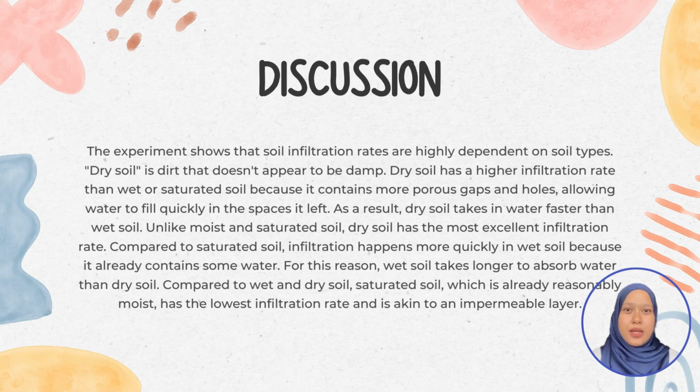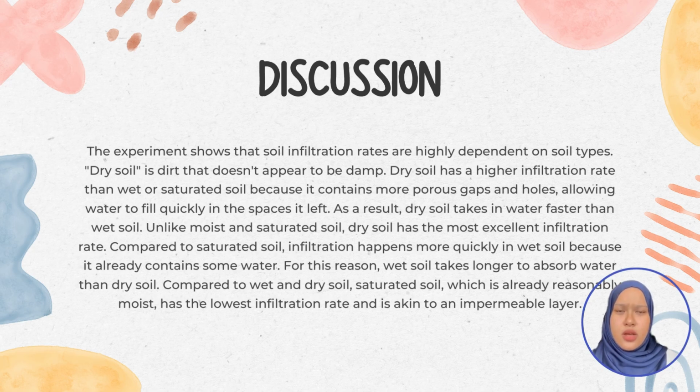For the discussion part, the experiment shows that soil infiltration rates are highly dependent on soil types. Dry soil has a higher infiltration rate than wet or saturated soil because it contains more porous gaps and holes, allowing water to fill quickly in the space it left. As a result, dry soil takes in water faster than wet soil. Unlike moist and saturated soil, dry soil has the highest infiltration rate.